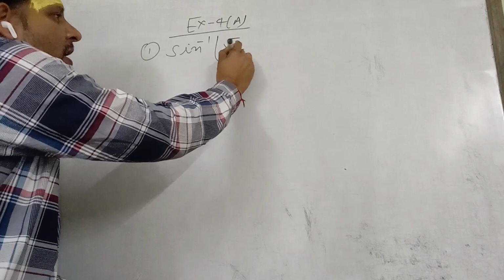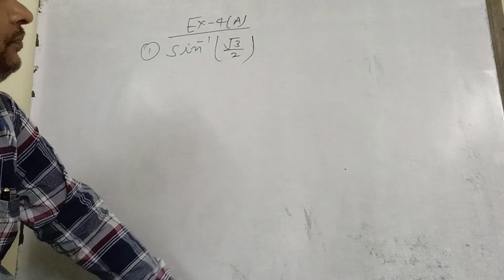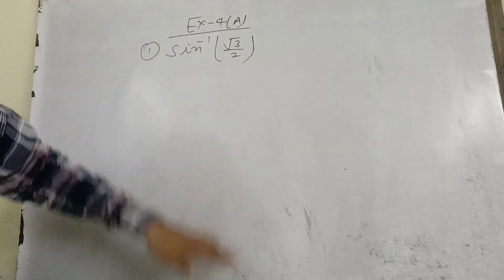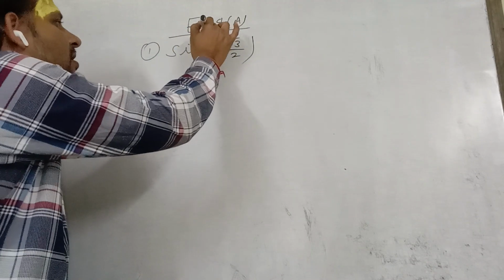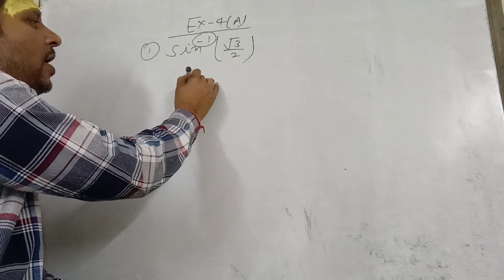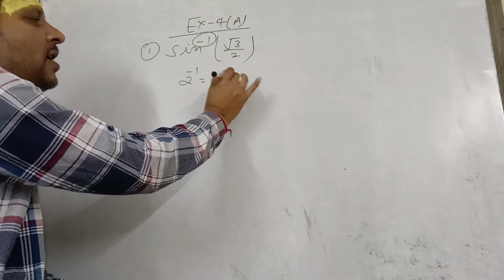So this is the inverse trigonometric function, because here it is sin inverse. This is the sign of the inverse. You also read in class 7th, for example 2 to the power minus 1, which is 1 by 2. Understand?